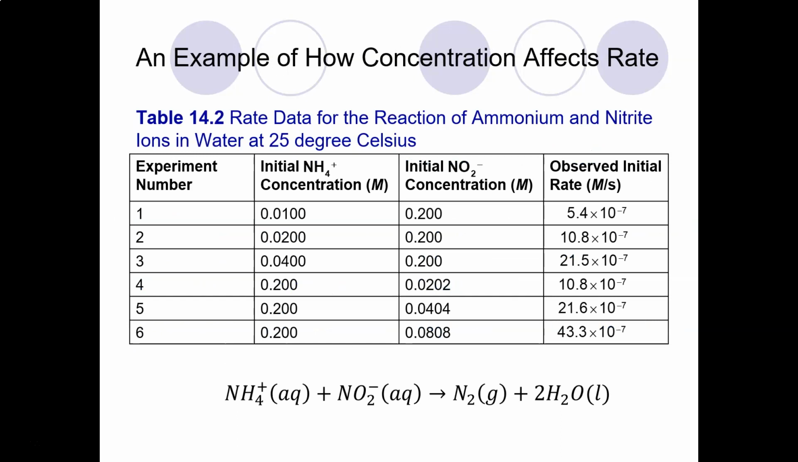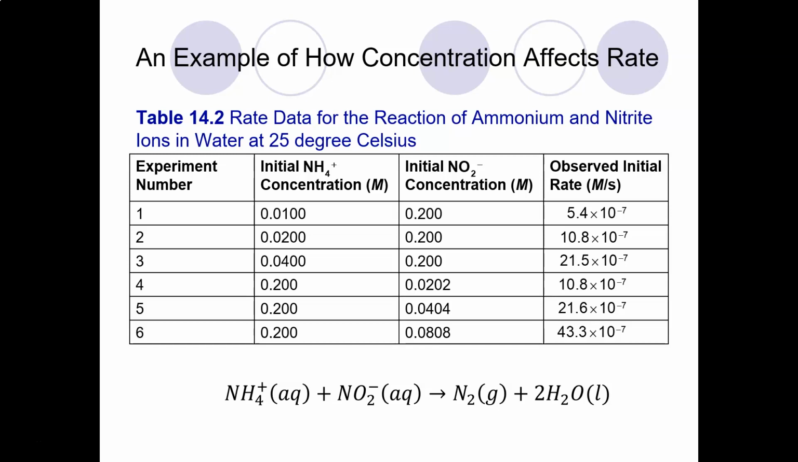So here's an example. This is the chemical reaction, ammonium and nitrite making nitrogen and water. They did the experiment 6 times. All 6 times they did it at 25 degrees Celsius, so the temperature was not changing between these. The only differences between these 6 experiments were the molarities of the ammonium and the nitrite ions when they started. That's why we see our columns.